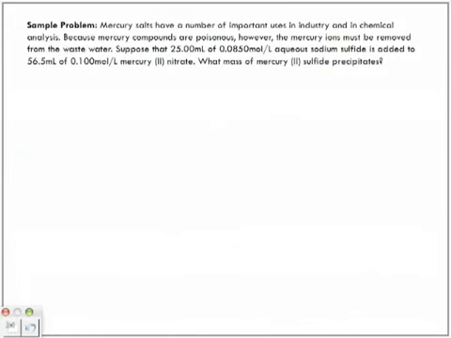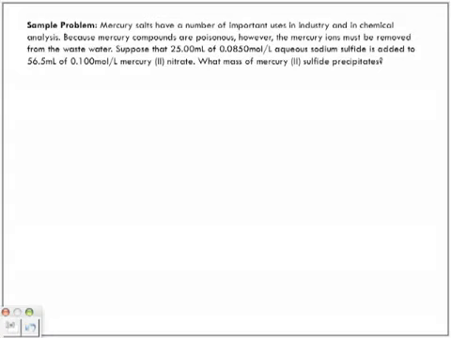Sample problem. Mercury salts have a number of important uses in industry and in chemical analysis. Because mercury compounds are poisonous, however, the mercury ions must be removed from the wastewater. Suppose that 25.00 milliliters of 0.0850 moles per liter aqueous sodium sulfide is added to 56.5 milliliters of 0.100 moles per liter of mercury(II) nitrate. What mass of mercury(II) sulfide precipitates? If it precipitates, we know it's going to be the actual product.